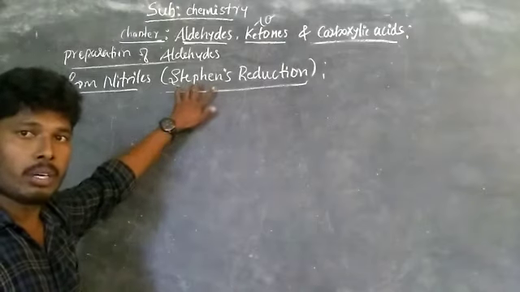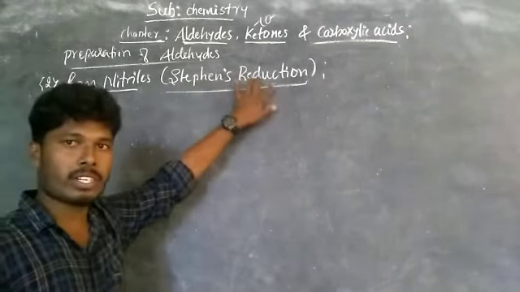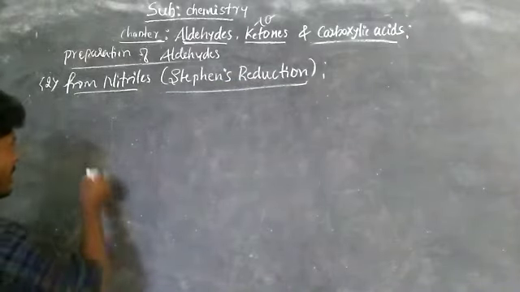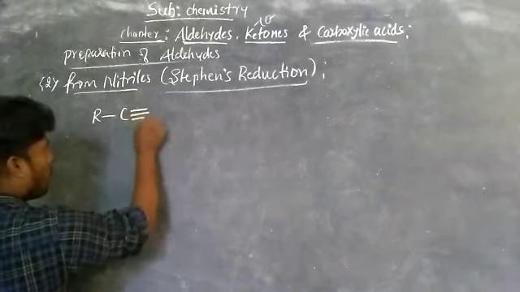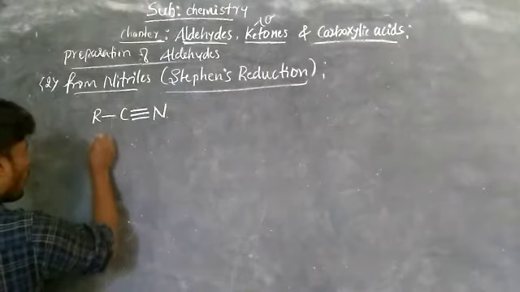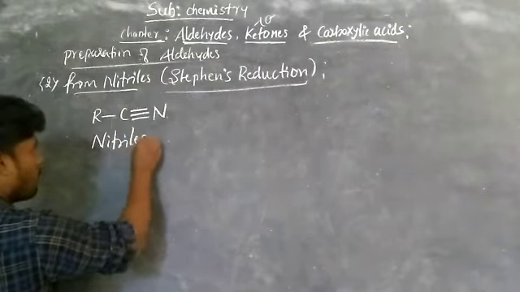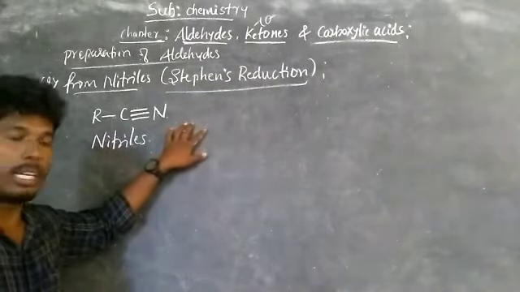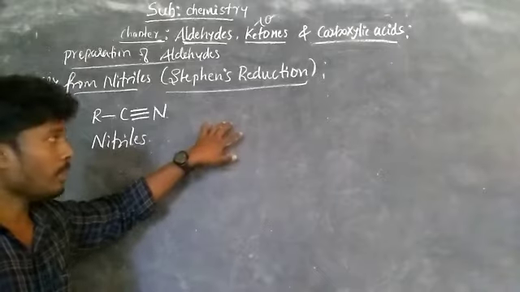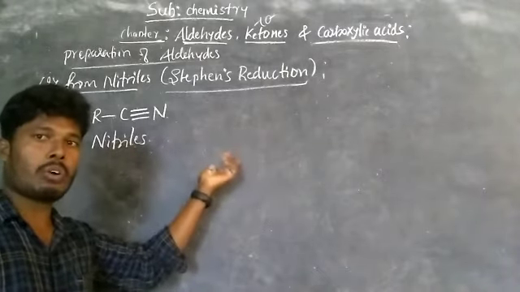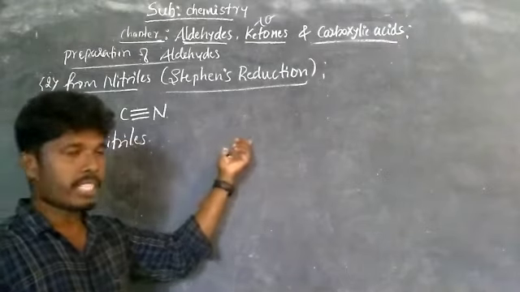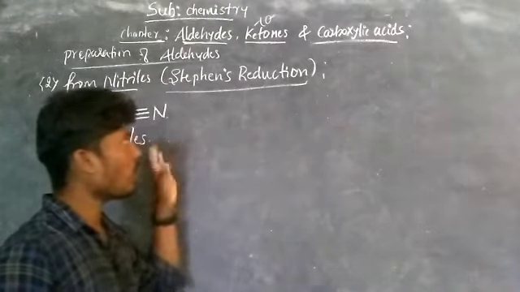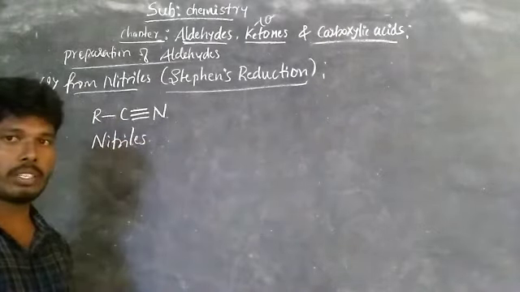Already we have studied Rosenmund reduction. This is called Stephen's reduction. Stephen's reduction is nothing but from nitriles. So the general representation of nitriles is RC triple bond N. Okay, this is the functional group of nitriles. In Stephen's reduction, nitriles undergo reduction in presence of stannous chloride, you get imines along with concentrated hydrochloric acid, which on hydrolysis you get aldehyde compounds. This reaction is called Stephen's reduction.